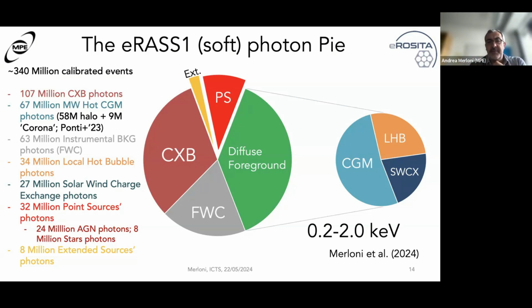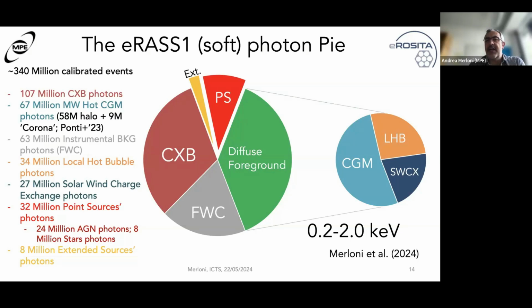The second largest component is the cosmic X-ray background. This is actually unresolved emission from sources at cosmological distances, mostly AGN, but a small fraction also from groups and clusters of galaxies. And this large number of unresolved sources can somehow be statistically recovered by stacking experiments. This gray one is the FWC, which stands for filter wheel closed. This is what we get even when we close the filter of the detector.